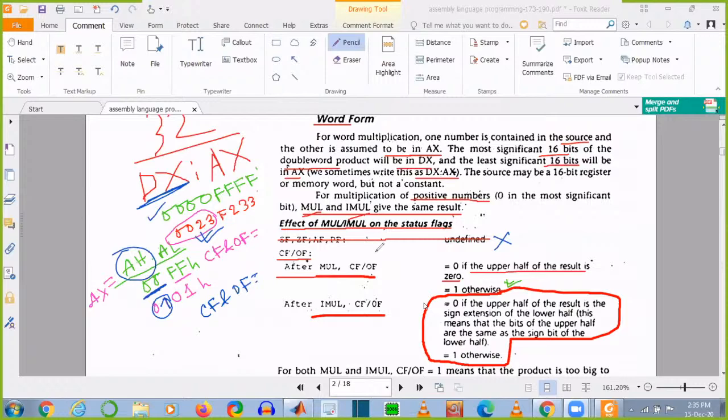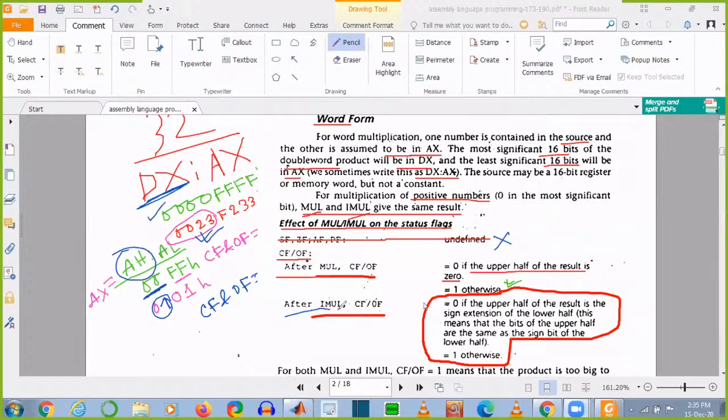Okay, so that is for unsigned multiplication. Is that clear for unsigned multiplication? Hello? Hello? Is that clear, unsigned multiplication? Yes, sir. Okay, then after unsigned multiplication, let's go to signed multiplication.